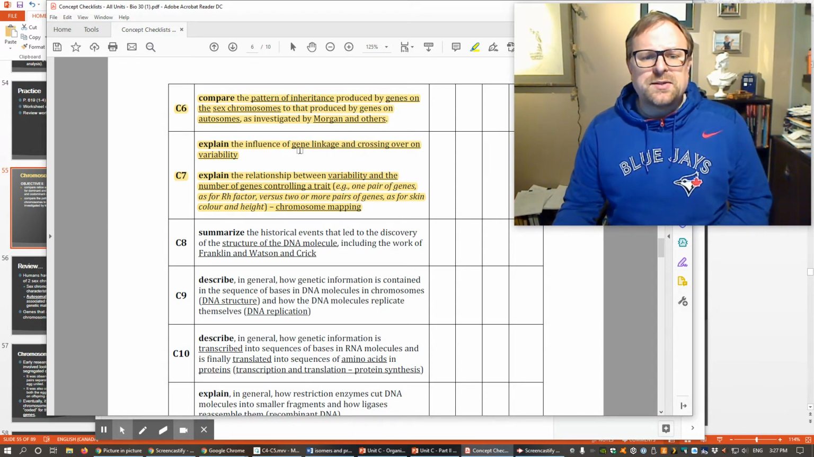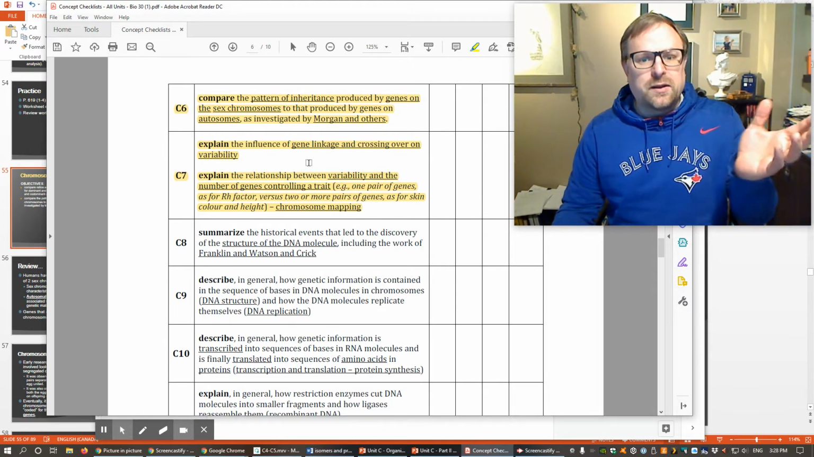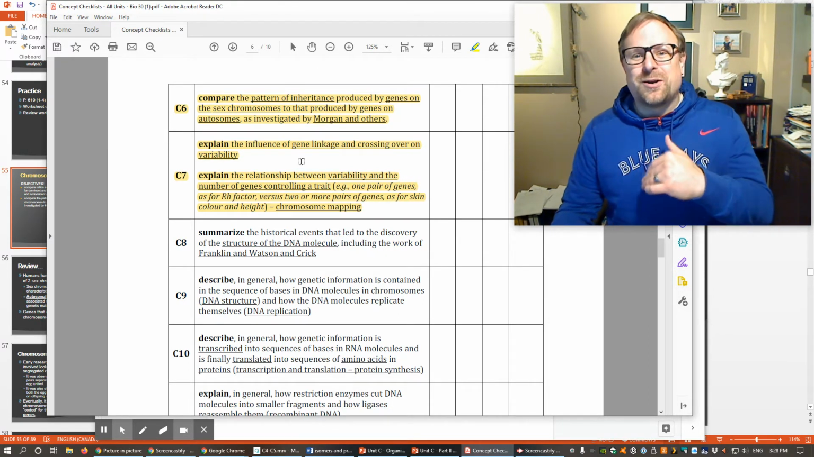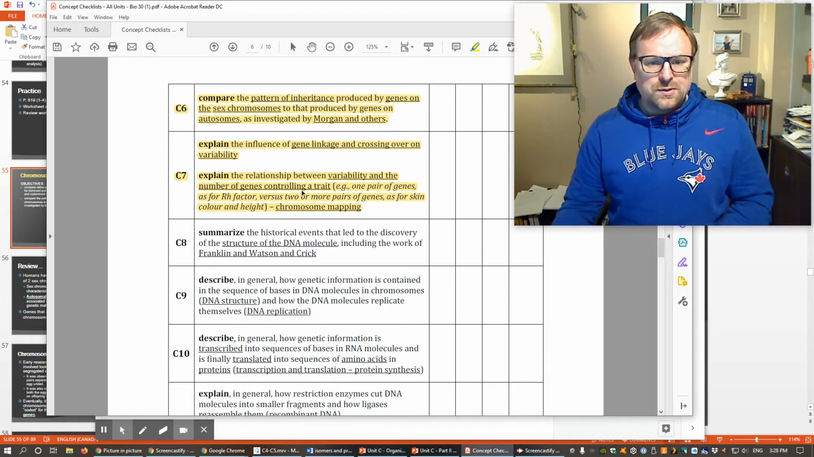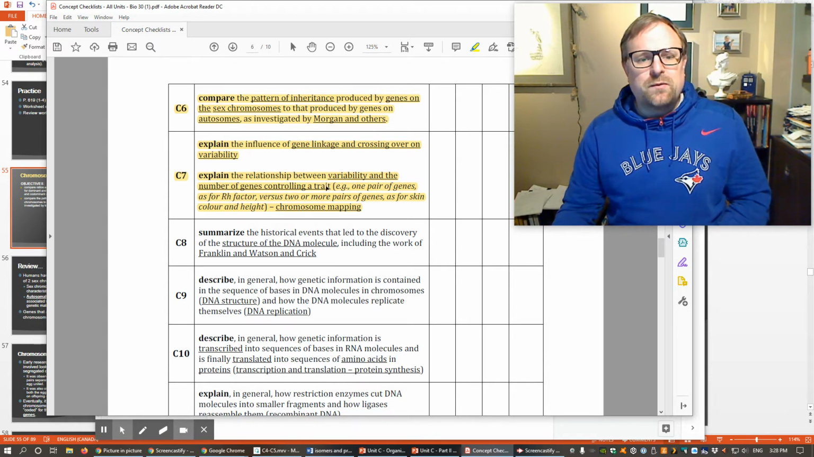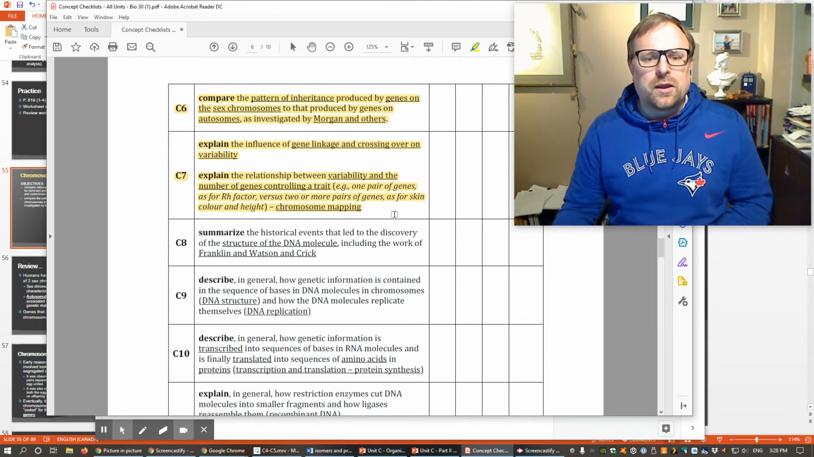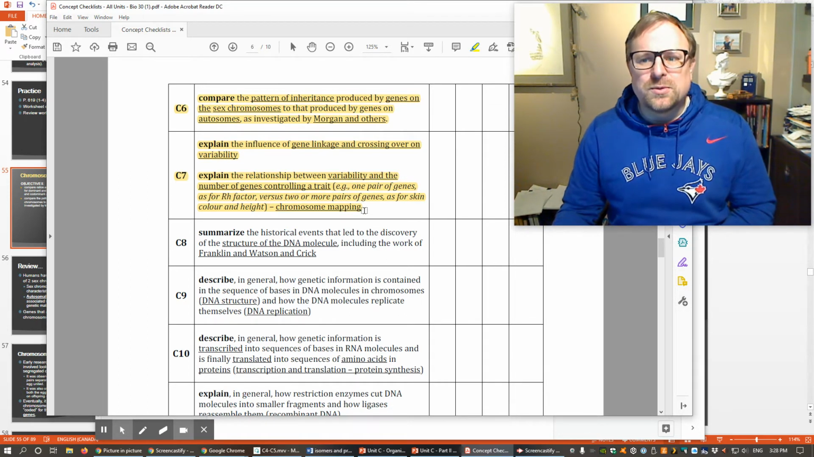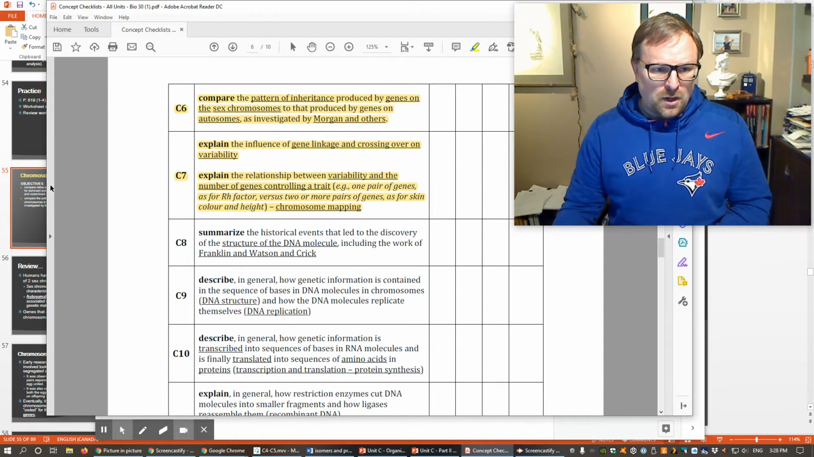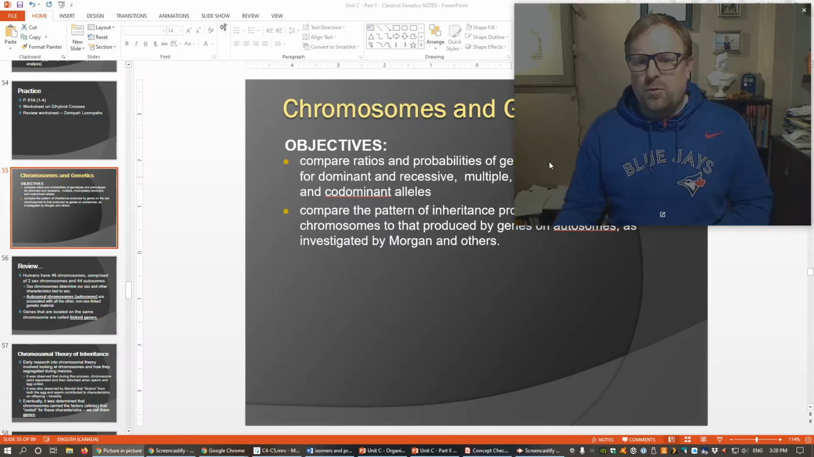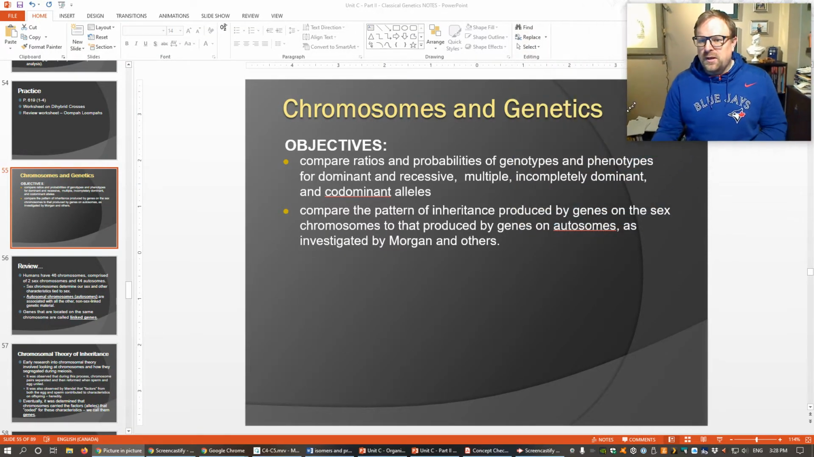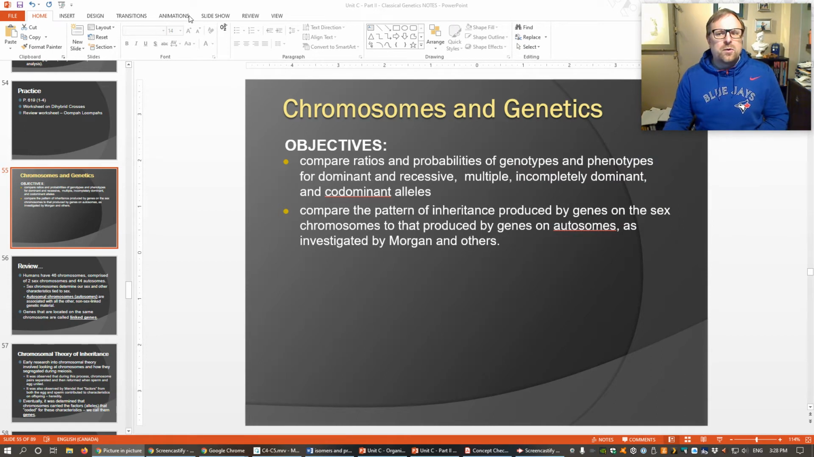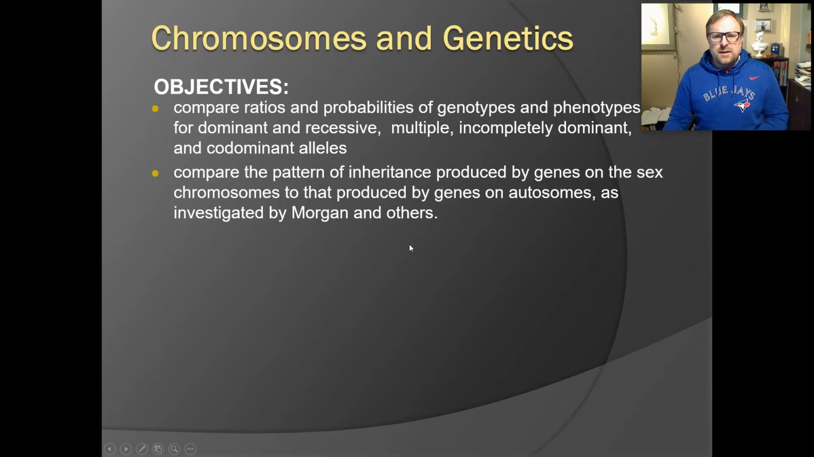Then concept C7 is going to talk about gene linkage, crossing over, and the effects of gene linkage and crossing over on the variability of individuals. And we'll explain the relationship between variability and the number of genes controlling a trait. And we'll talk about the idea of chromosome mapping and how chromosome mapping works. So I'm going to switch over to our PowerPoint. I'm going to shrink myself down a little bit, and we are going to head into the lesson itself.